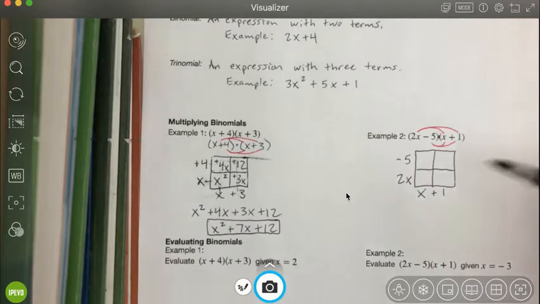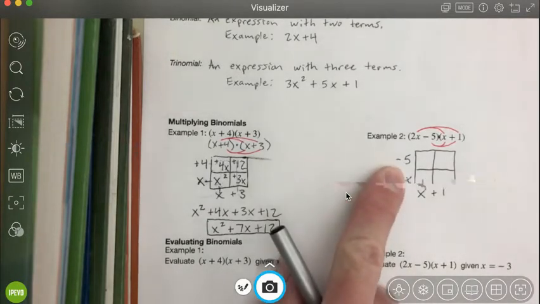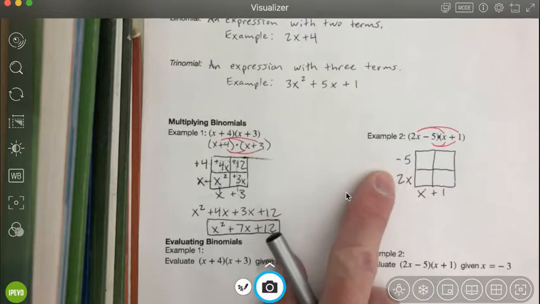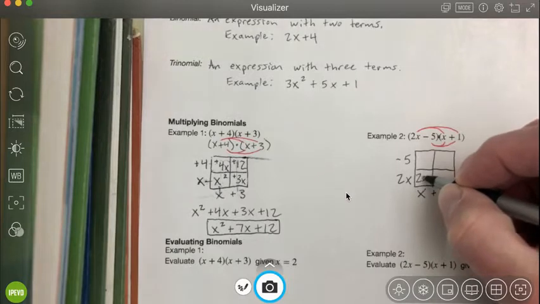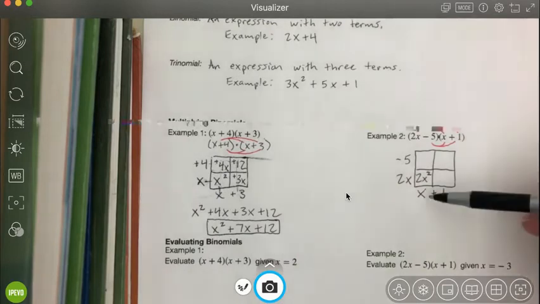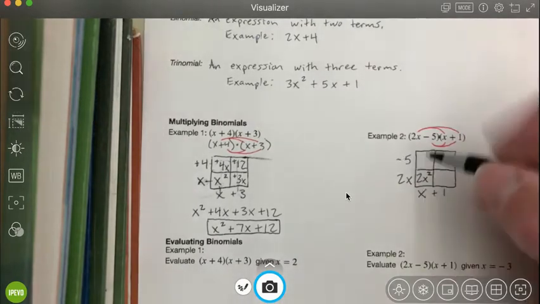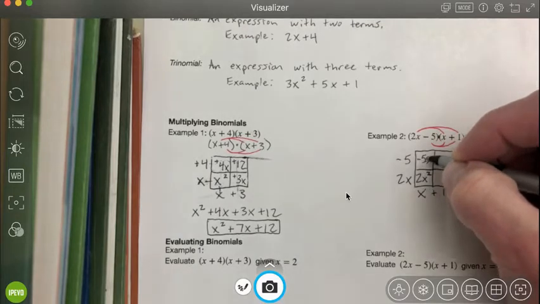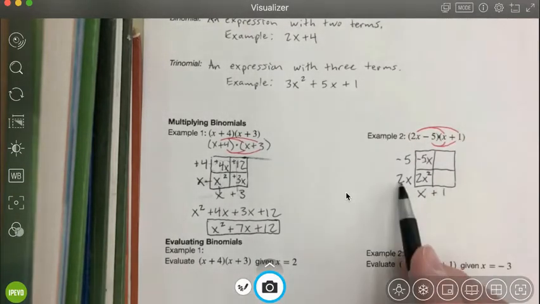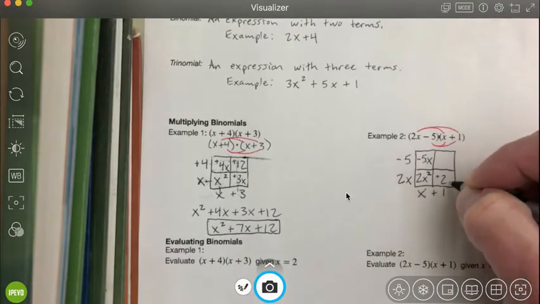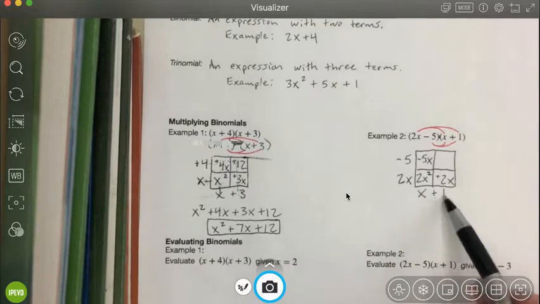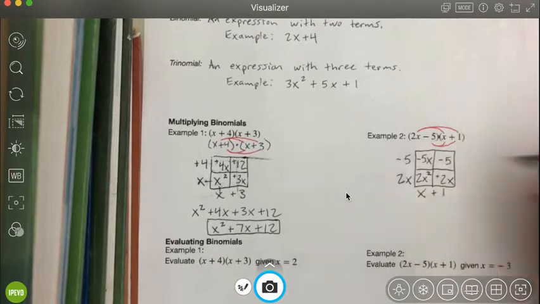All right. So in this case, x times x would be x squared, but notice how I have this 2 in front. So 2x times x is just going to be 2x to the second power, or 2x squared. x times negative 5 is going to be negative 5x. 2x times positive 1 is going to be positive 2x. And positive 1 times negative 5 is going to be negative 5.